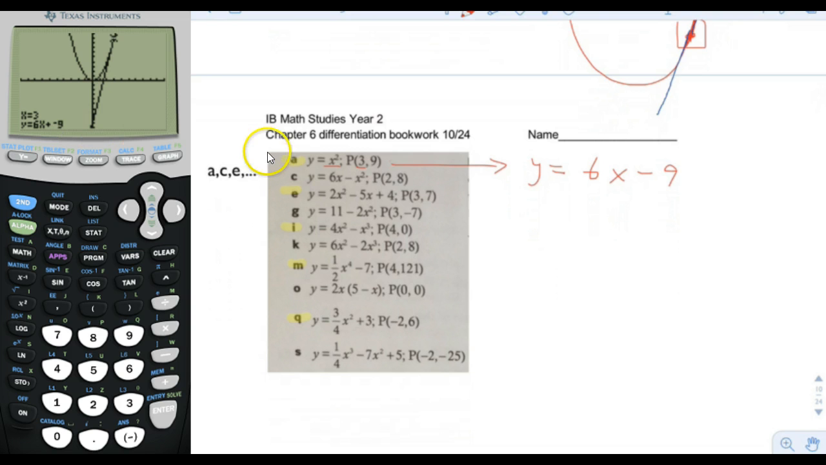Now let's do the e. So it is 2x squared minus 5x plus 5. So we will program the new formula in here. So it would be 2x squared minus 5x plus 4. Okay, and then we will graph it.